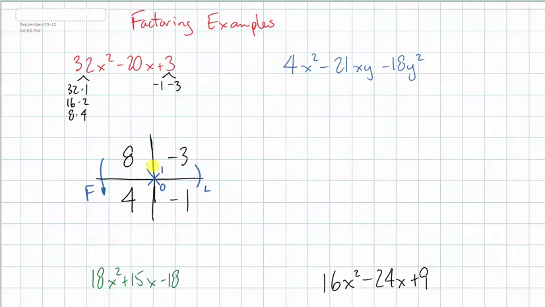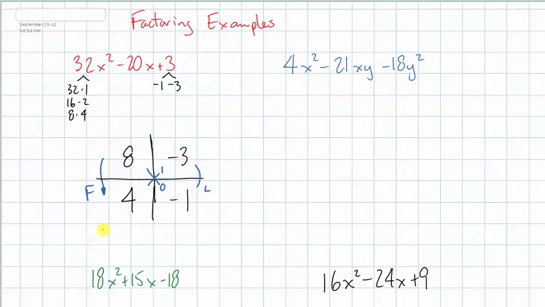Alright, let's have a look again. So remember, 8 times 4 is 32. I got that covered, my F. Here's my O, negative 8. My I, negative 12. Negative 8 and negative 12 does make negative 20. My L, these two negatives makes a positive, so I've got my factoring successful.